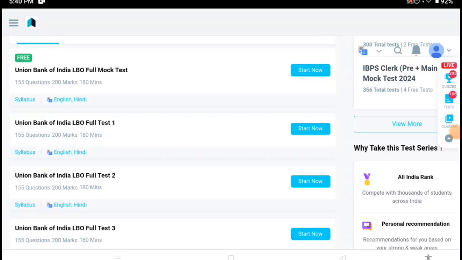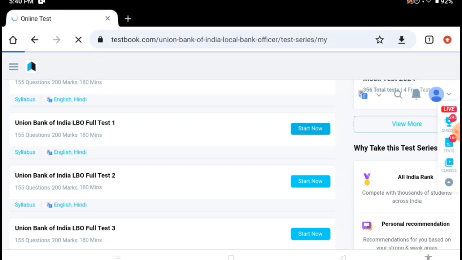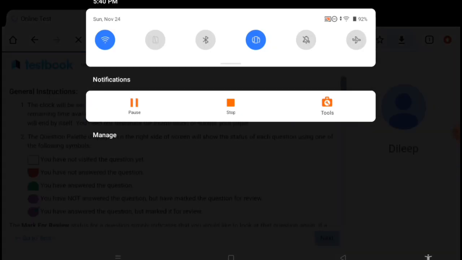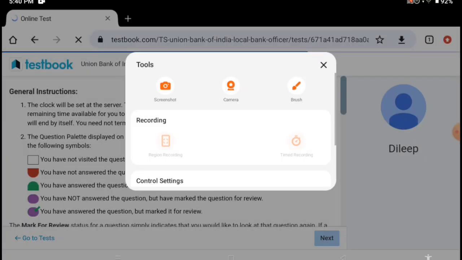So today I'm attempting Union Bank of India Local Bank Officers Full Test number 1 in textbook A. It consists of overall 6 mocks. One is a free mock test and the remaining 5 are full length mock tests for this mains examination.